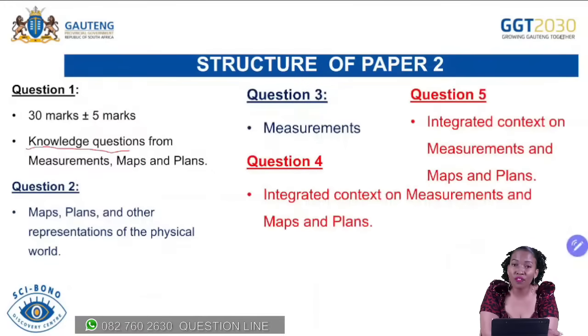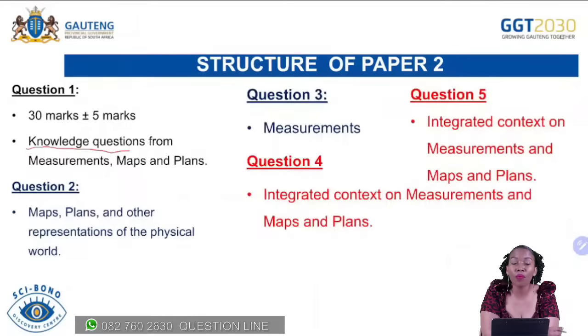When it comes to your question 4 and question 5, that is integration. By integration, we are talking the mixing of the topics. So it means question 4 and question 5, you will find maps and plans and measurement. All of them will be assessed under one question.